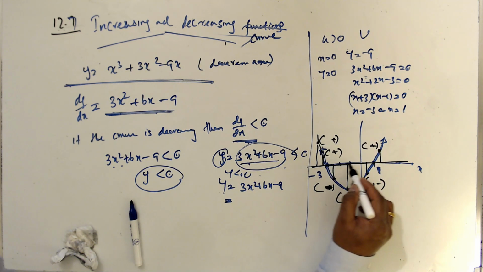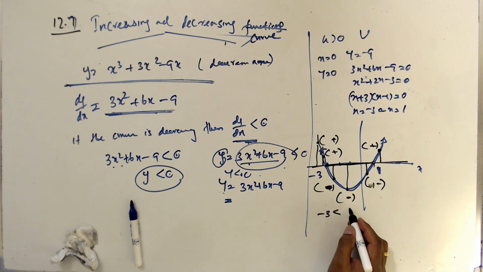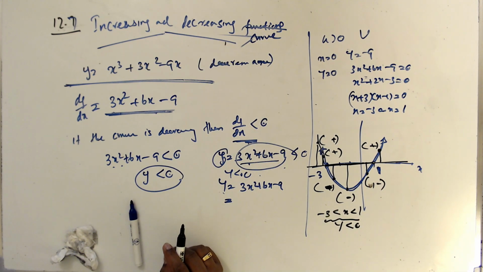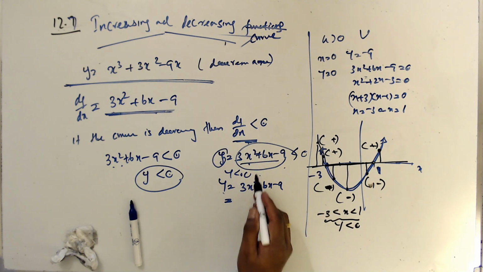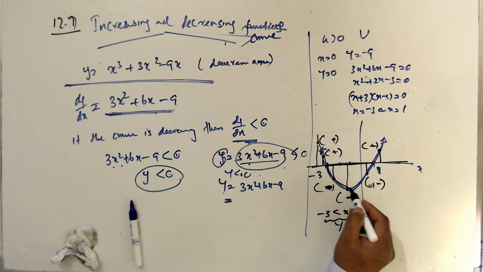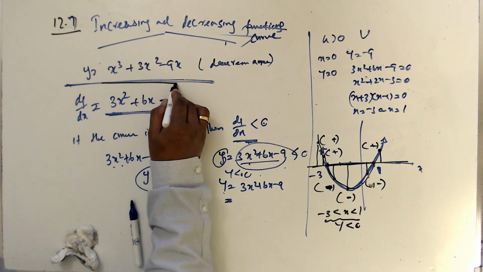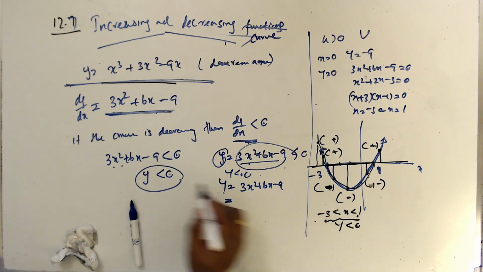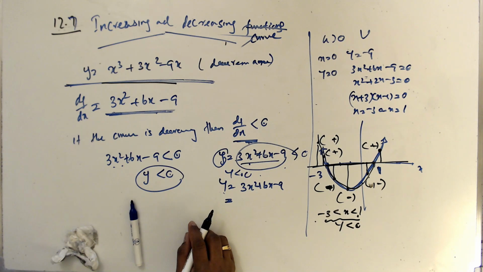Now you can see that from here to here, minus 3 to 1, in this interval y is less than 0. It means this is the gradient curve. You will get a negative gradient in between here. So in this curve, in the minus 3 to 1 area, you will find a decreasing pattern, a decreasing shape.